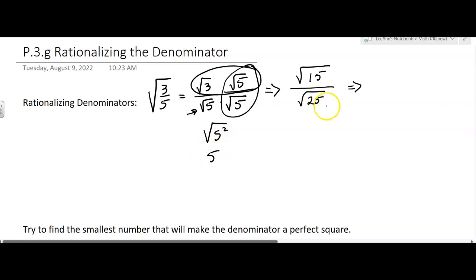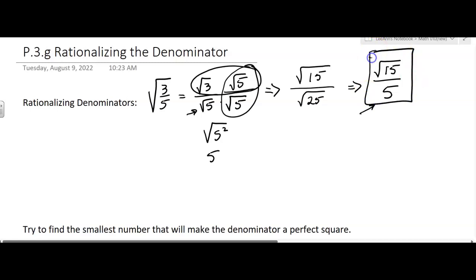Sometimes students like to write the square root of 25, but you don't have to because you already know what it's going to be. Now, notice that I have a radical in the numerator, that's okay, and now the denominator is not a square root, it's just an integer. And that's great because it's rational. So we have rationalized the denominator. Now this is the answer.